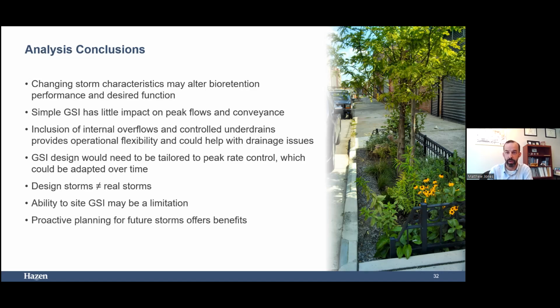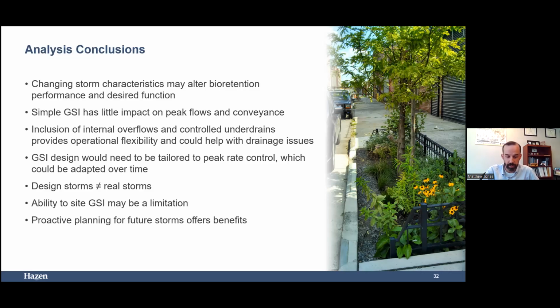Simple green infrastructure where peak flow mitigation is not considered in the design is unlikely to have much impact on those peak flows in the context of broader stormwater conveyance in those larger storm events. Inclusion of internal overflows and controlled underdrains provides operational flexibility and could help with drainage issues. That's really a key point, particularly with the controlled underdrain. One of the real great aspects of that is that for most configurations where you would implement a controlled underdrain, it's something that could be readily retrofitted over time or adjusted over time.